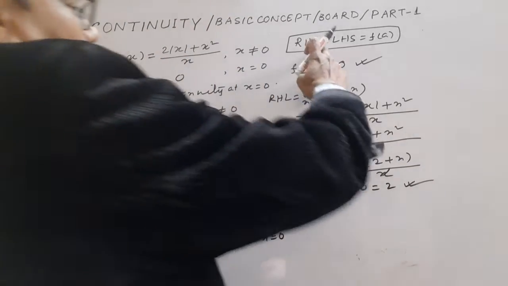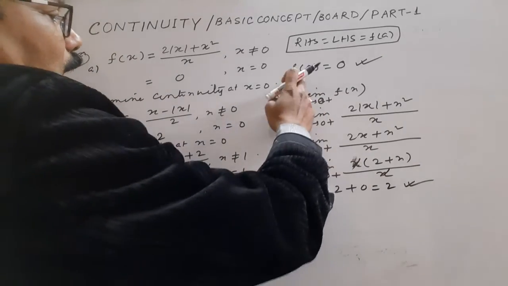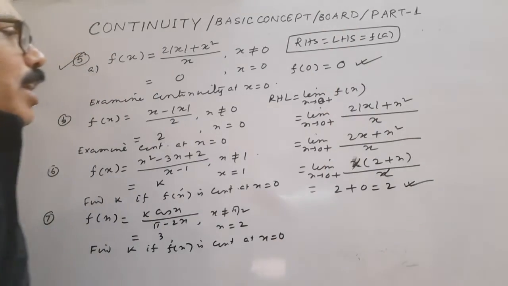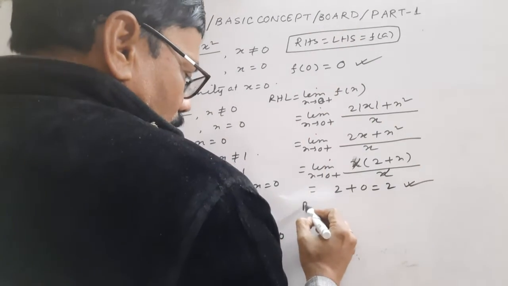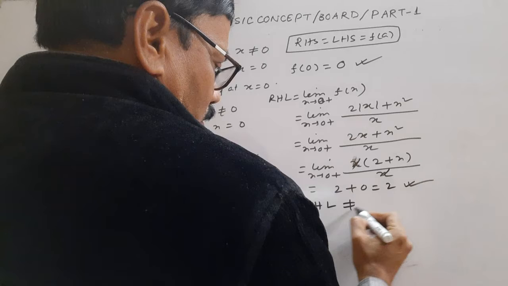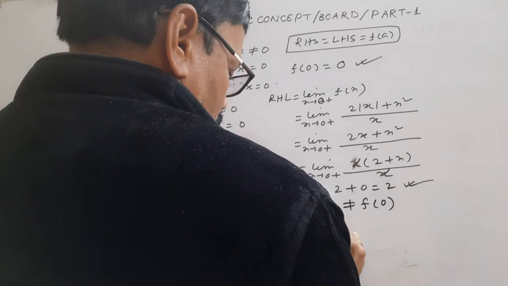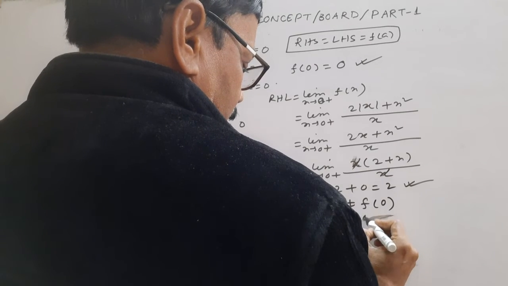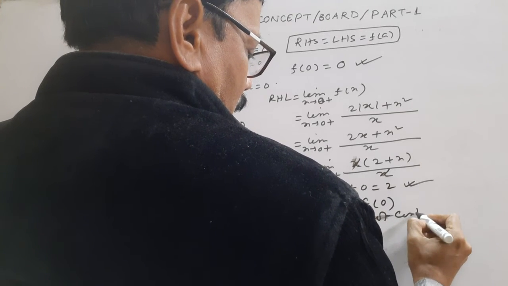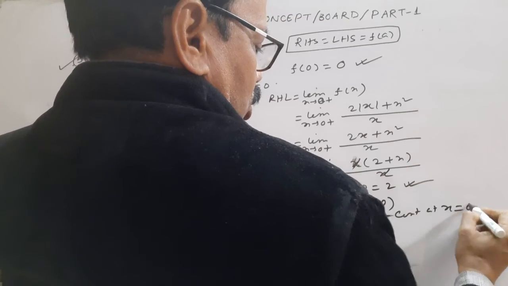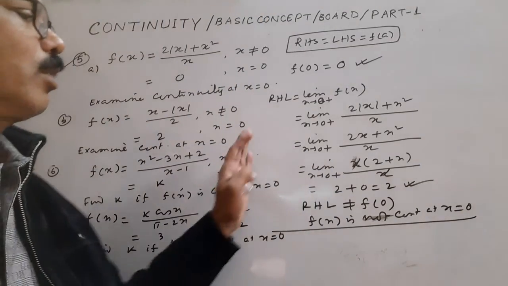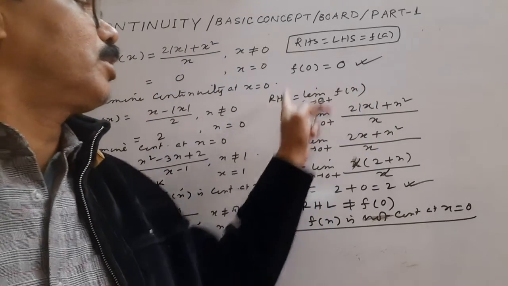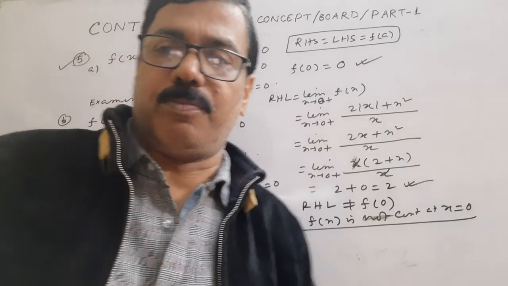Now no need of finding the left hand limit, because the right hand limit is 2 and the functional value is f0. So RHL not equals to f0. So fx is not continuous at x equals to 0. So no need of calculating the left hand limit here, because the right hand limit does not equal the functional value.